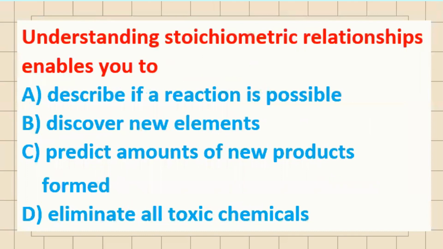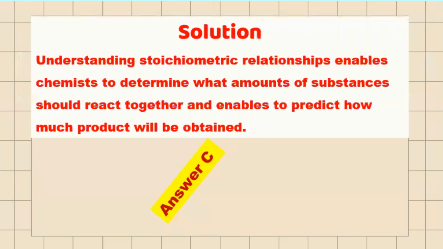Understanding stoichiometric relationships enables you to: A, describe if a reaction is possible; B, discover new elements; C, predict the amount of new products formed; D, eliminate all toxic chemicals. Okay.